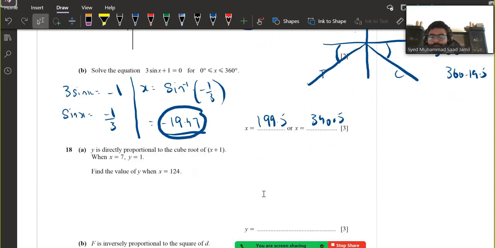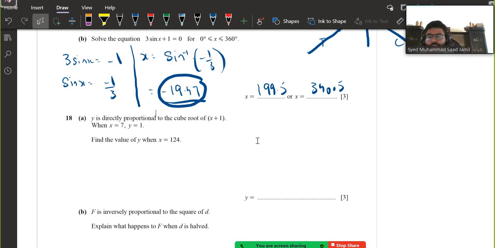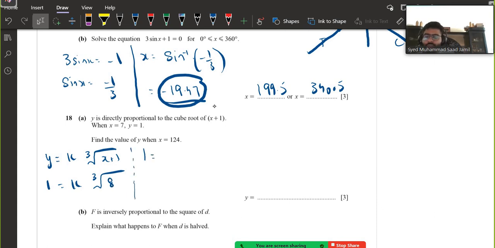Moving on to question number 18, it says y is directly proportional to the cube root of x plus 1. When x is 7, y is 1. First of all, directly proportional means y equals k times the cube root of x plus 1. The value of y is 1, x is 7, 7 plus 1 is 8. So 1 equals k multiplied by the cube root of 8, which is 2. So k equals 1 upon 2.